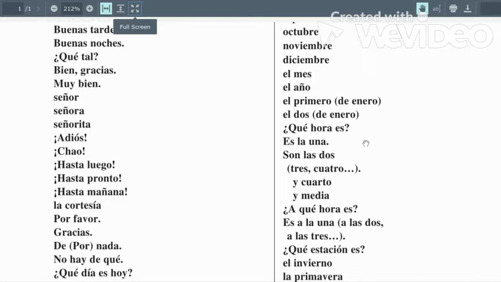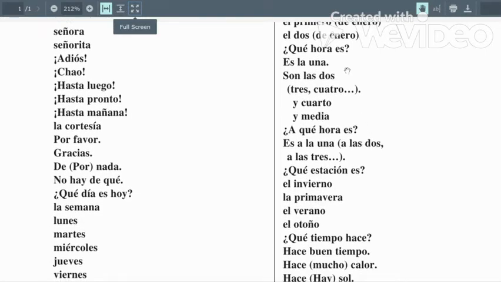Now we're getting into time. We're not going to spend a ton of time on this, no pun intended, but we will learn it at least for one day. So, ¿qué hora es? What time is it? What hour is it, right? What time is it? Es la una. It is 1 o'clock. This is the only time you say es la. Es la una, 1 o'clock.